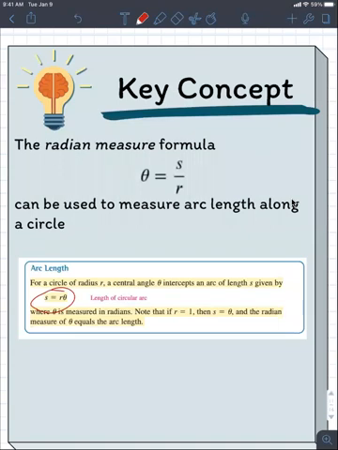So again, if you were struggling with the idea of what radians are, it's the length of the arc divided by the radius. So for any circle, the length, like the outside circumference, but not the whole thing, just part of it, divided by the radius.